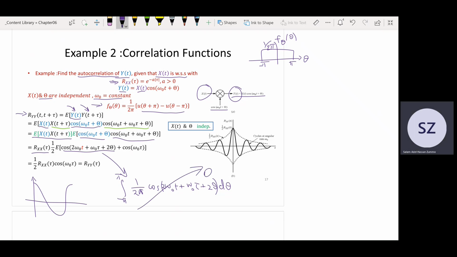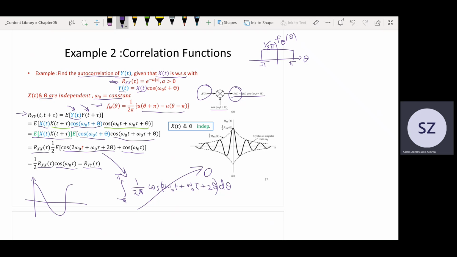So the rest will be the Rxx, which is the autocorrelation function of x, multiplied by this part. Is it constant or random? Constant, so it comes out of the expectation. So we have half Rxx of tau cosine omega 0 tau, which is the autocorrelation function of y. Now, given that x is wide-sense stationary, what do you think about y? Is it wide-sense stationary? Does the autocorrelation function of y depend on t? Since x of t is wide-sense stationary, y of t is too.